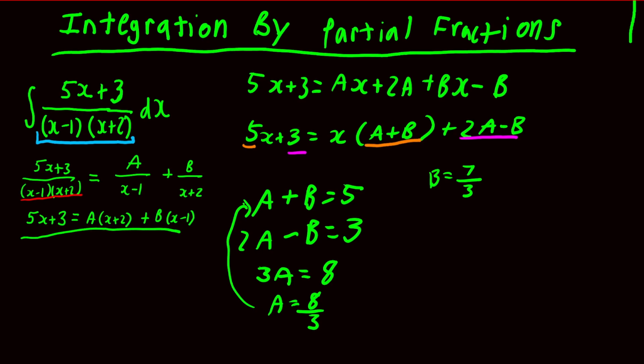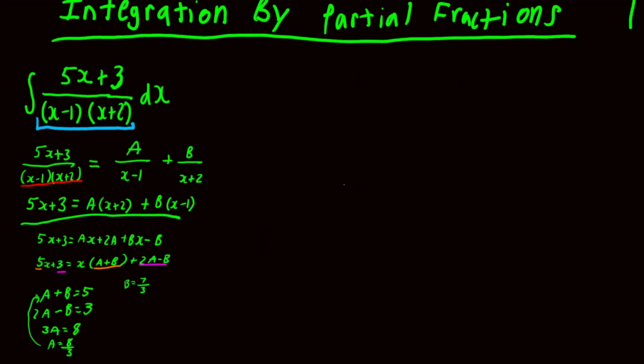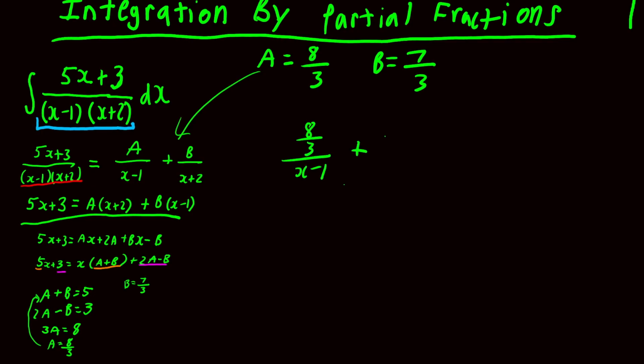Alright, but now, let me make this smaller again. Let me rewrite our A equals 8 over 3 and B equals 7 over 3. So now we can just turn this into two cute tiny fractions that we can plug in over here. So it's going to be 8 over 3 over x minus 1 plus B, which we already know, it'd be 7 over 3, sorry, my brain's not working today, over x plus 2. Alright, so now we just got to integrate this. Boom.